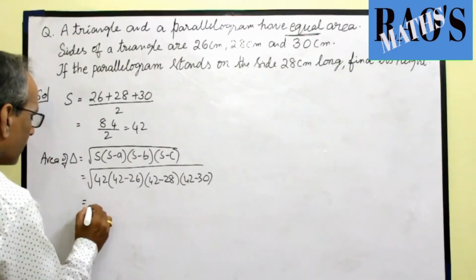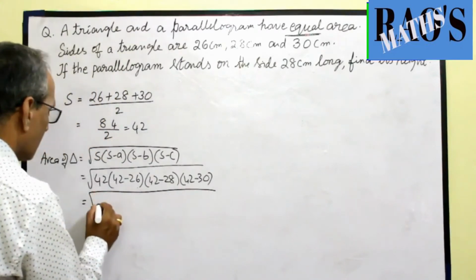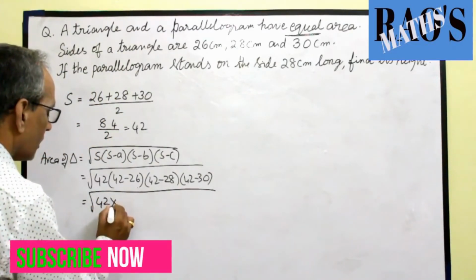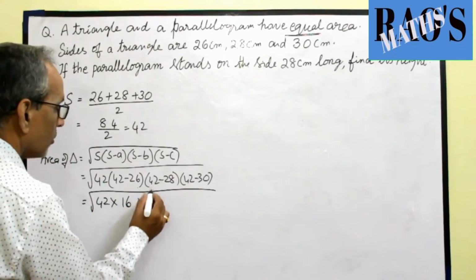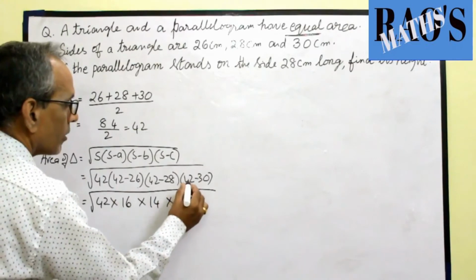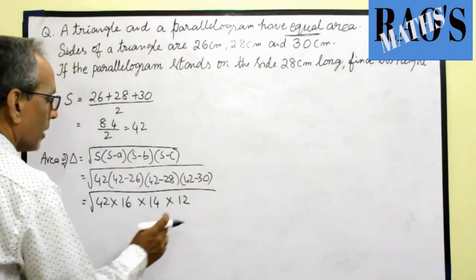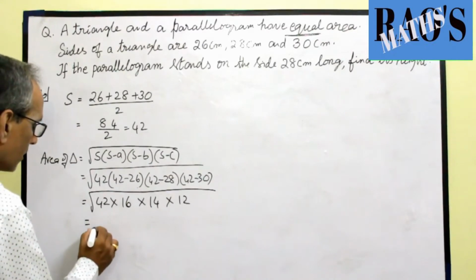So let's find the values. Root of 42 into (42 minus 26), 16 into (40 minus 28), 14 into (40 minus 30), 12. Let's resolve all the composite numbers into its factors.